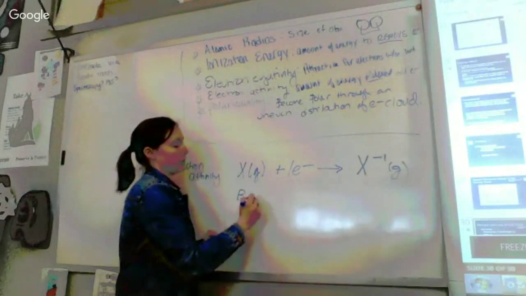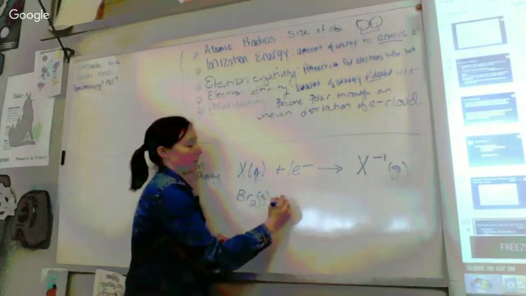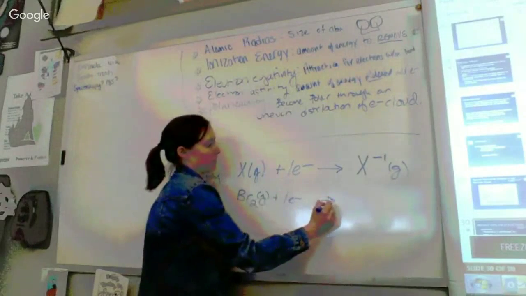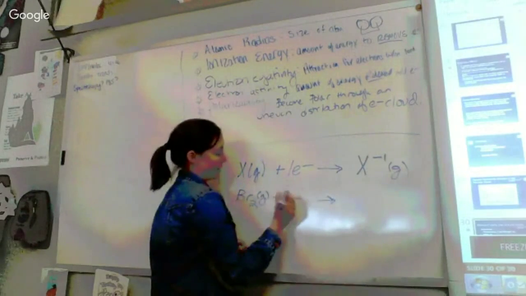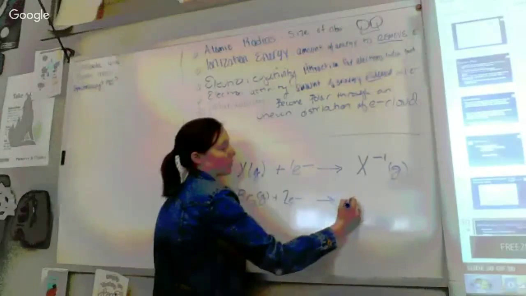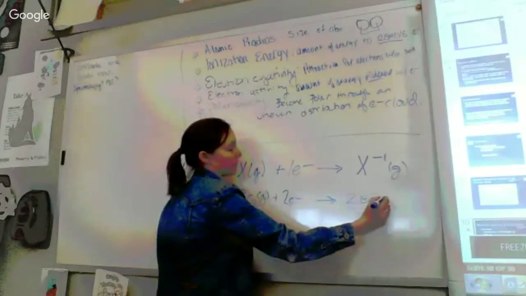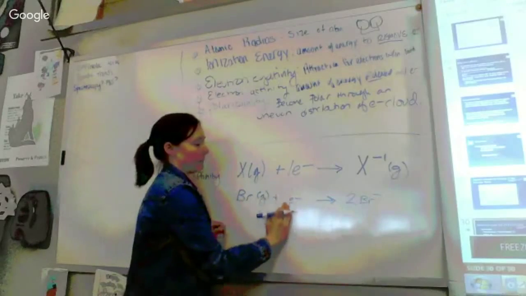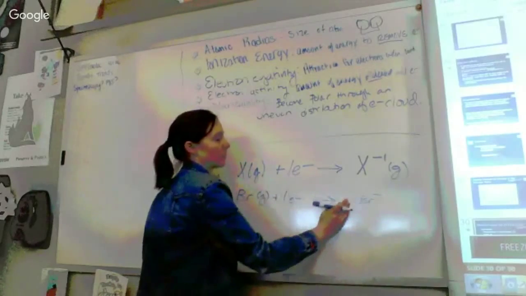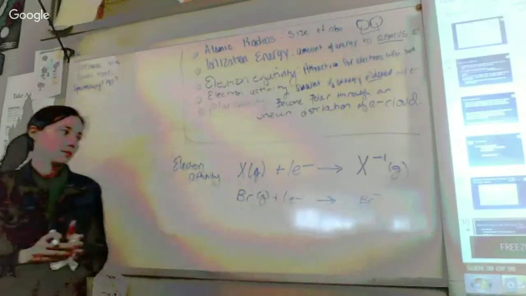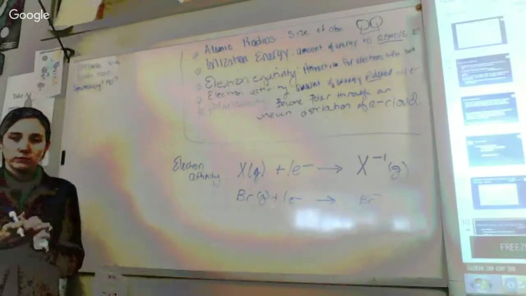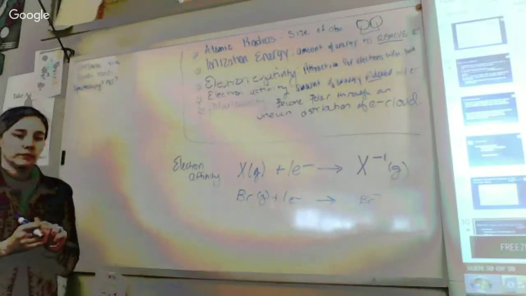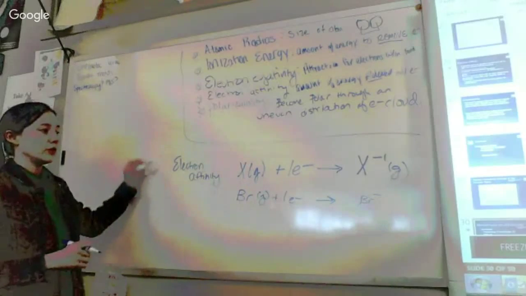And for some reason, I just always do it in the gaseous state. So we were using the bromine. And so I figure you would really say it as 2 electrons become your bromine ion. Or we could use 1 bromine atom. That's just all you need to know about electron affinity.